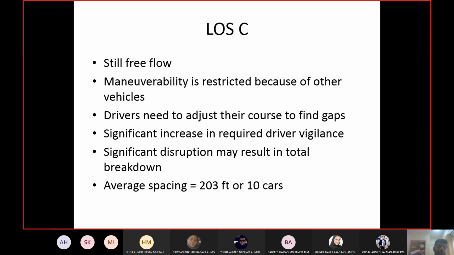The spacing is less. And in this condition, if you have a significant disruption, one which continues for some time, it may cause a total breakdown. A minor disruption may cause flow to stop for a few minutes, but a major disruption will cause a total breakdown. So you will see a very long queue because of a disruption. Although the level of service was C, from C you went on to F because of a significant disruption. The spacing in this case is around 203 feet or 10 cars.